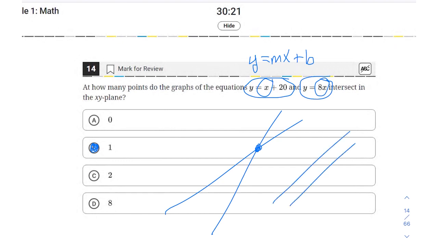Now, if they had the same slopes, it's possible that they could have no points of intersection if they had been parallel. Or if they had the same slope and the same y-intercept, then it might be one line just right on top of the other. They might actually represent the same line, which means you would have an infinite number of points of intersection. But here, since they have different slopes, it can only be this 1 point of intersection, and we can confidently pick B and move on.